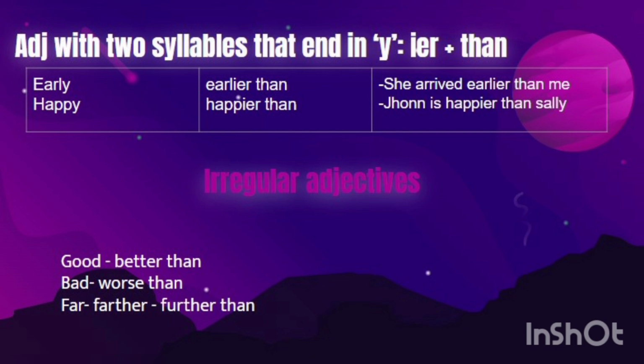Now the last one, adjectives with two syllables that end in y. We change the y and we add er plus than. For example, happy is happier than. For example, John is happier than Sally. And we have irregular adjectives, and they are good, that is better than; bad, that is worse than; and far, that is further than or farther than.